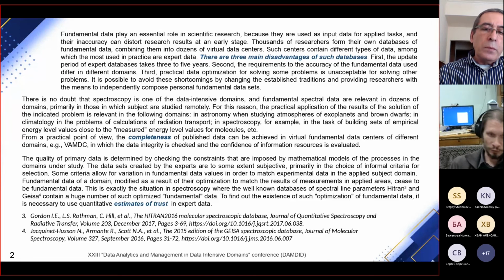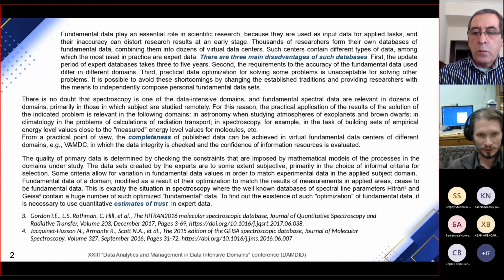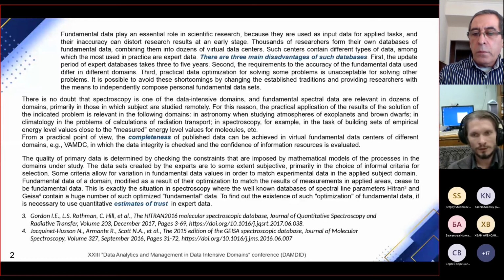But from a practical point of view, we mostly concern ourselves with completeness of published data that can be achieved in virtual data centers, for example VAMDC, in which the data integrity is checked and the confidence of information resources is evaluated. We determine the quality of primary data mostly by checking the constraints imposed by mathematical models, which describe the processes in the studied domains.